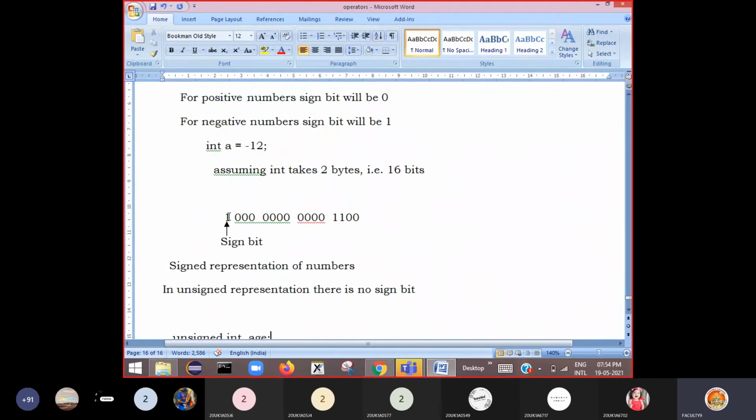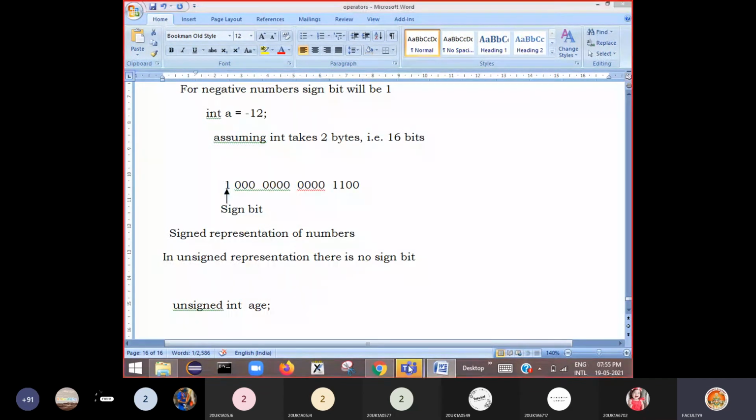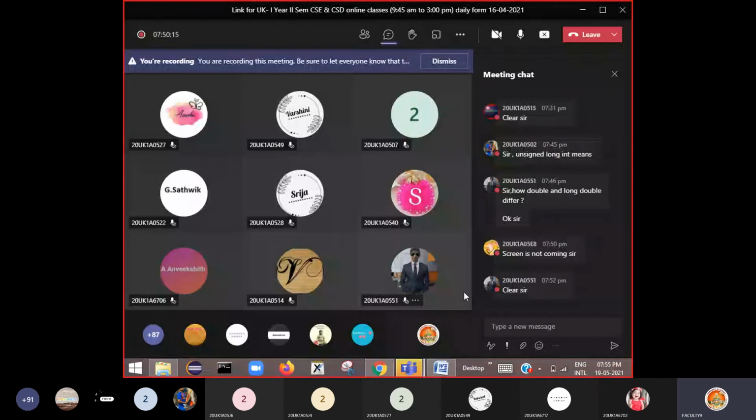This is a positive number, and there is no sign bit, so all bits indicate magnitude. All 16 bits you need to convert: multiply each bit by 2 power 0, 2 power 1, 2 power 2, up to 2 power 15, and that gives the actual number. Is it clear now? I hope I made it clear.